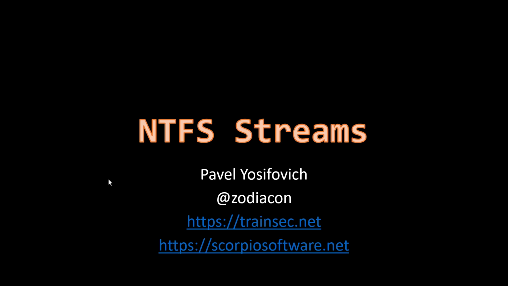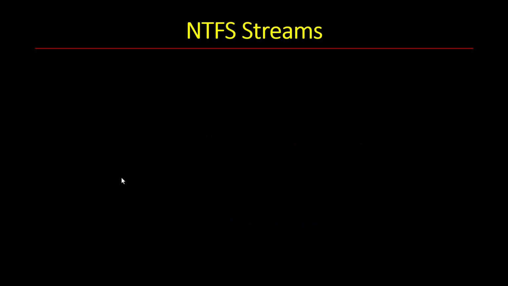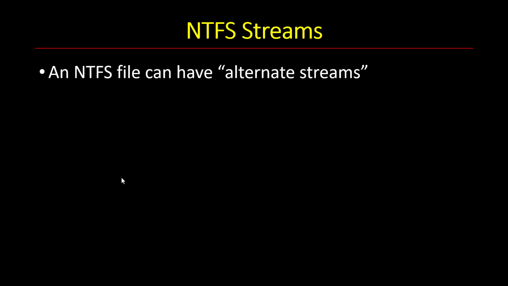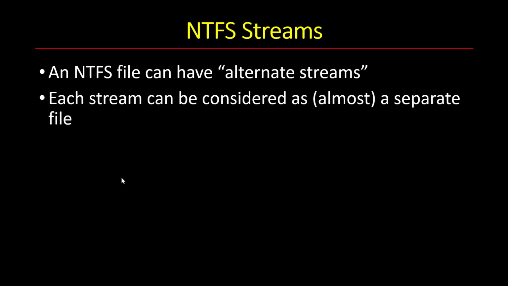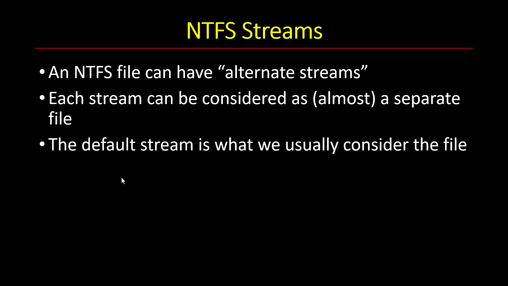So what are NTFS streams? As it happens, NTFS is a rather unique file system. It has several unique features, one of which is alternate streams. The idea here is that every stream is its own piece of data. You can have multiple streams, in fact, technically any number of streams within the same file. What we typically think of as the file content is actually a default stream that has no particular name.